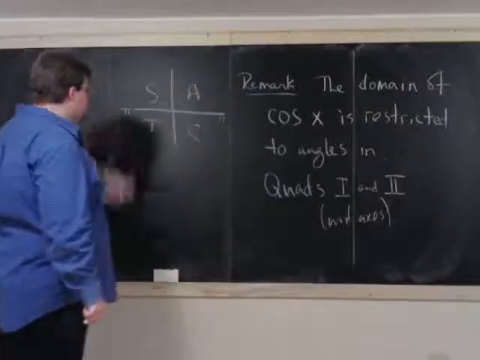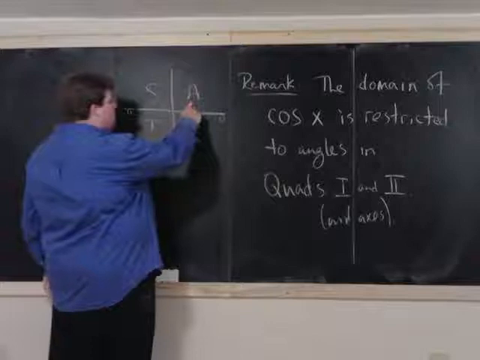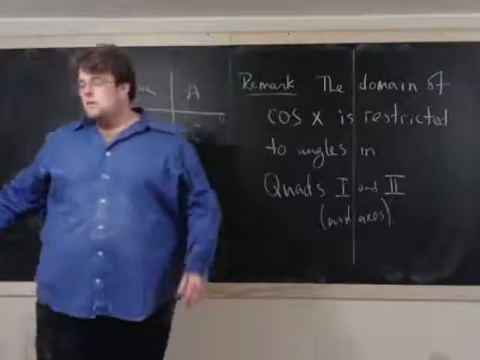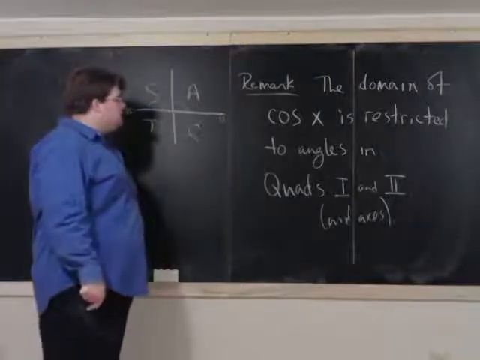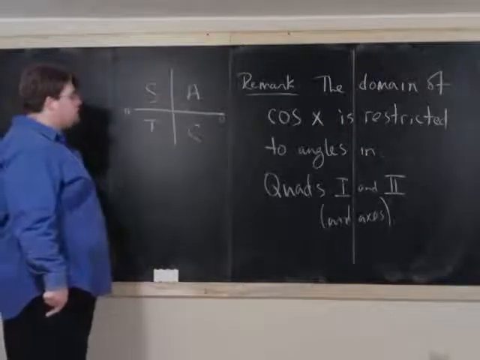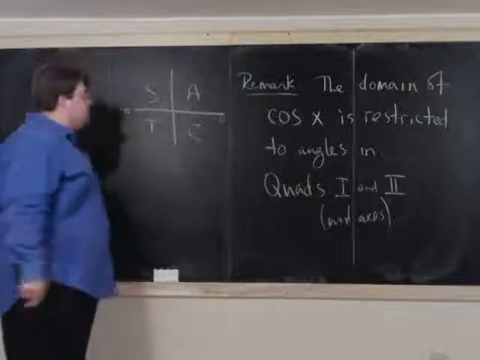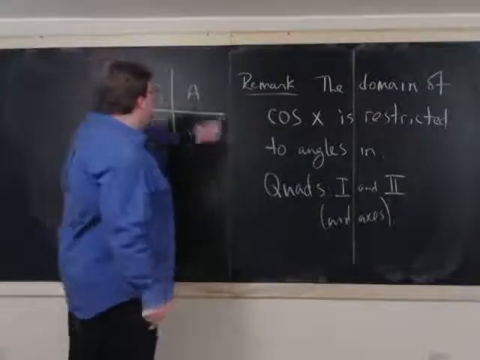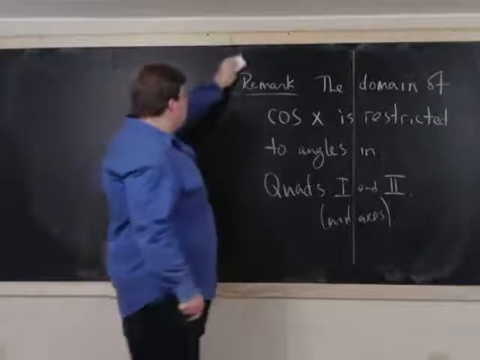Now, we're in quadrants 1 and 2. Cosine is positive in quadrant 1. Cosine is negative in quadrant 2. So that means if you take a positive as the input for inverse cosine, you'll get a quadrant 1 angle. If you take a negative as your input for inverse cosine, you'll get a quadrant 2 angle. And we'll see that dealing with those quadrant 2 angles is a little different than in sine.